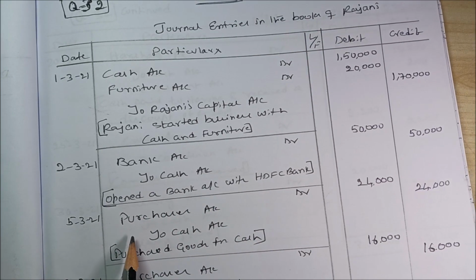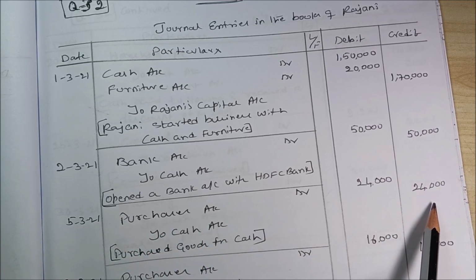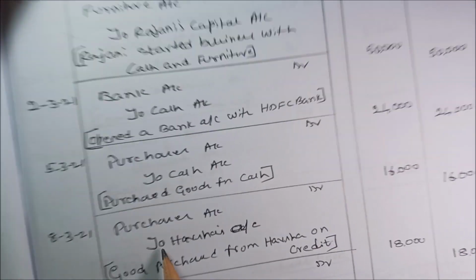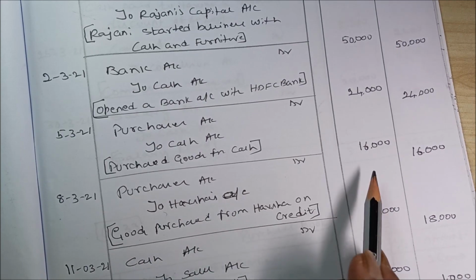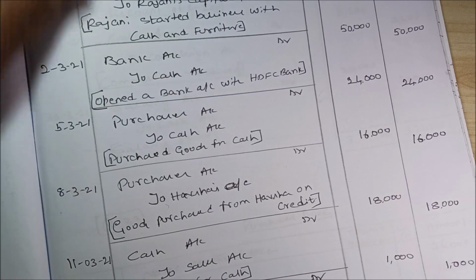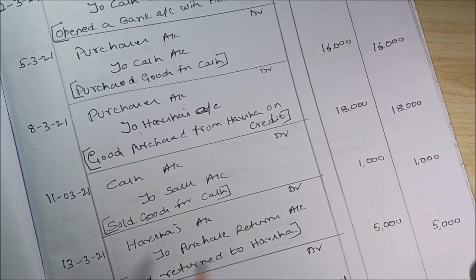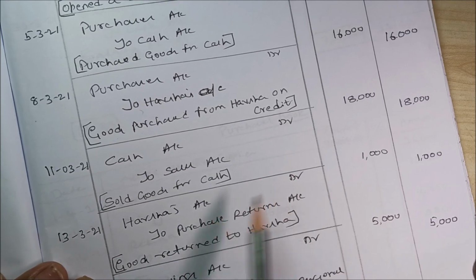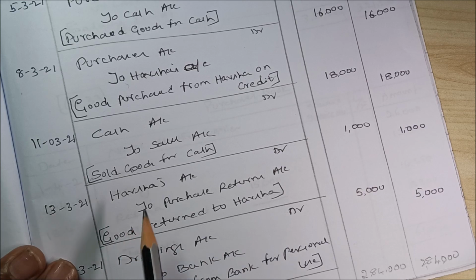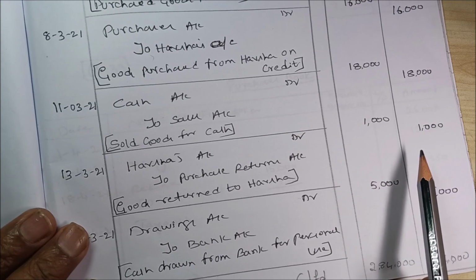5/3/21 purchased goods for cash, purchases account debtor to cash account 24,000, 24,000. 8/3/21 purchased goods from Harsha, purchases account debtor to Harsha's account 16,000, 16,000. 11/3 sold goods for cash, that is cash account debtor to sales account. Then goods returned to Harsha, that is, earlier you have made a purchase, so Harsha's account debtor to purchase returns account.